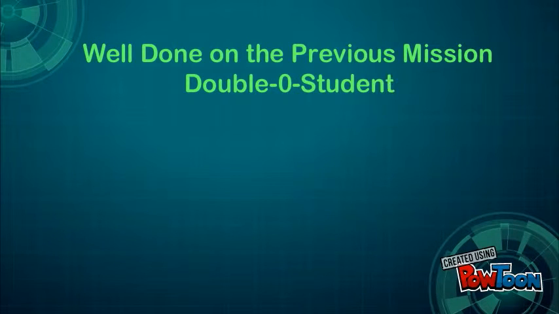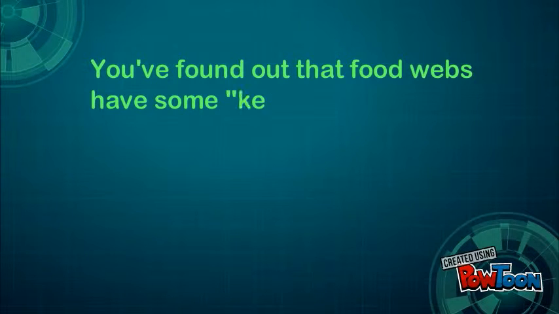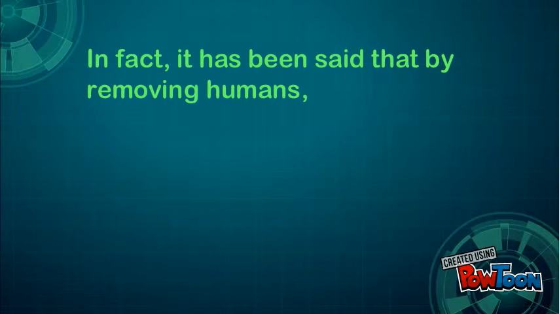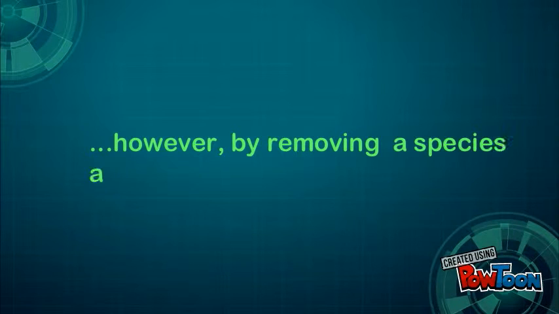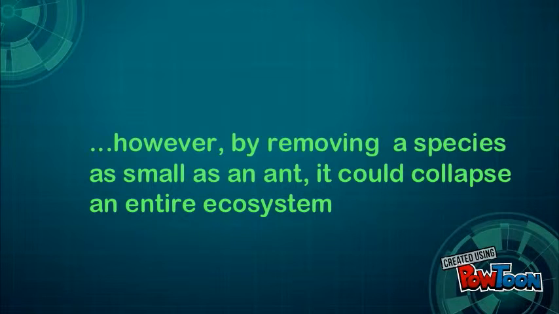Well done on the previous mission, 00 student. You found out that food webs have some key players. In fact, it has been said that by removing humans, an ecosystem will receive little effect or even flourish. However, by removing a species as small as an ant, it could collapse an entire ecosystem.